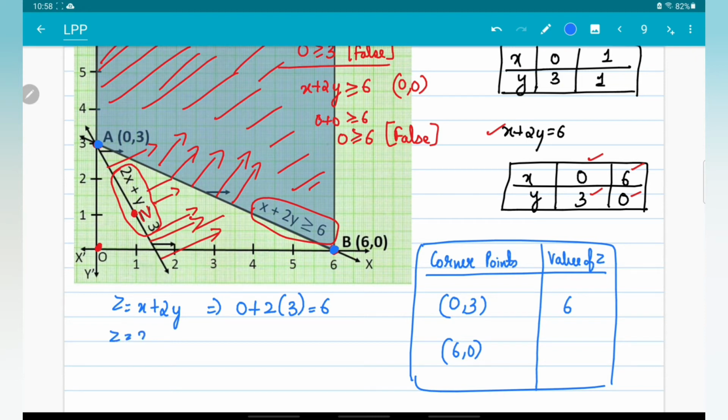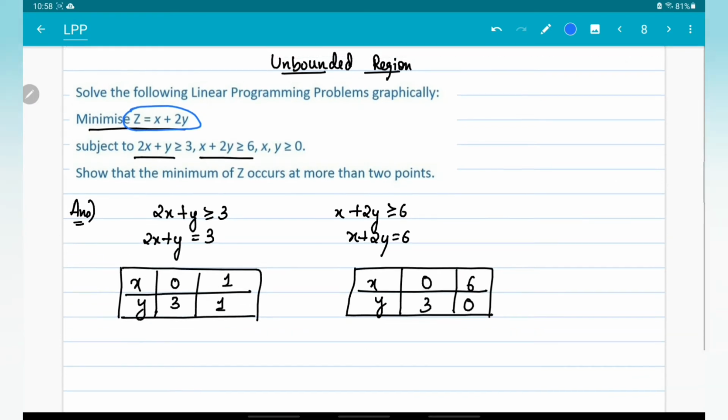Now for the second one, z is equal to x plus 2y. If I put x as 6 and y as 0, I get again the value of z is 6. Okay, so I've got the same value for both of the corner points. Now what I was supposed to do is I had to minimize z.